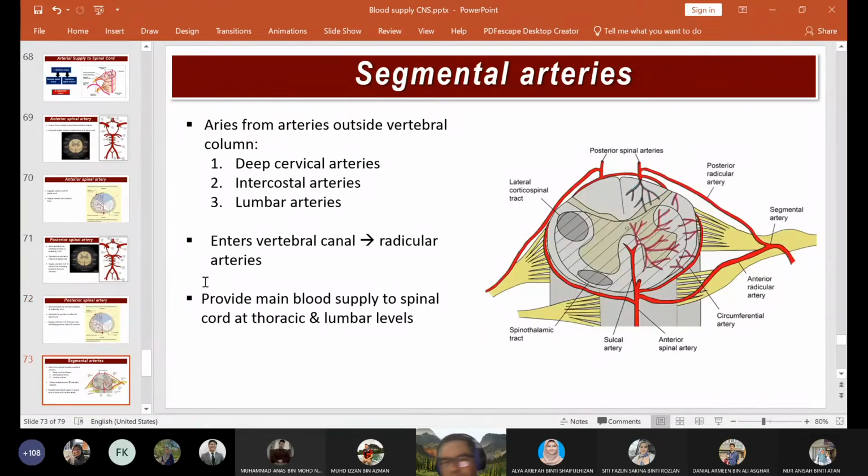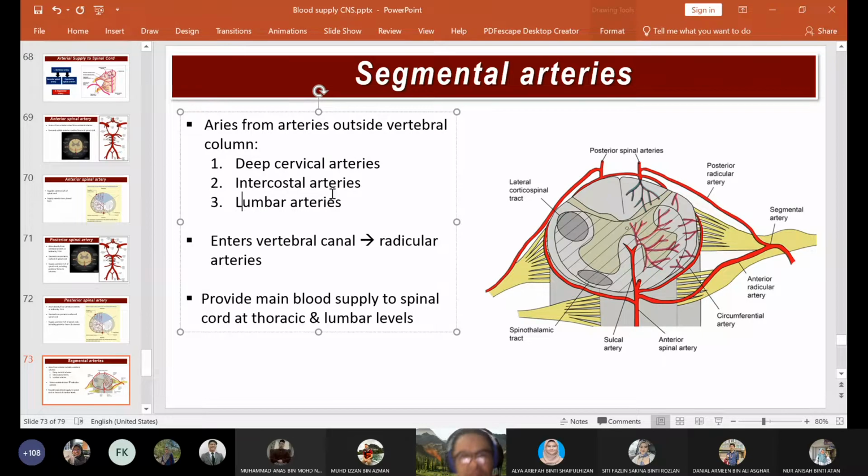Segmental artery. Basically, it means it's coming from outside the vertebral column. So it comes from the lumbar artery, the cervical artery, the intercostal artery. When it enters, it first becomes the radicular artery, and then they supply the spinal cord. So segmental means that it comes as a segment, from the side.